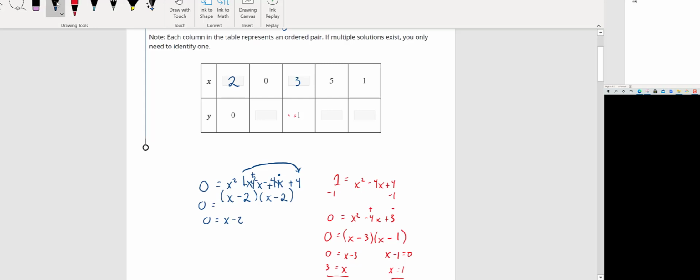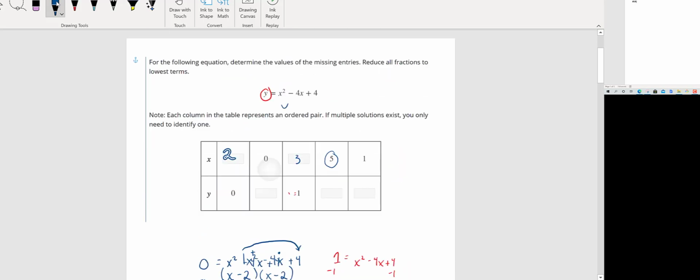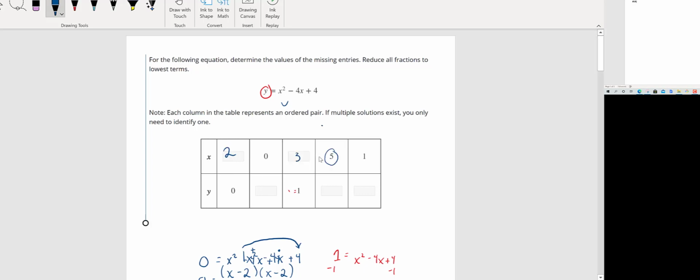Okay, and finally, I'll do one where they give us a value for x. So they say, okay, x equals 5. What is y? So here we are just substituting 5 everywhere we see an x. So this is a lot more straightforward. Y is just going to equal whatever 5 squared minus 4 times 5 plus 4 ends up being. 5 squared is 25. 4 times 5 is 20. Do the math there. I think that ends up being 9 for y.